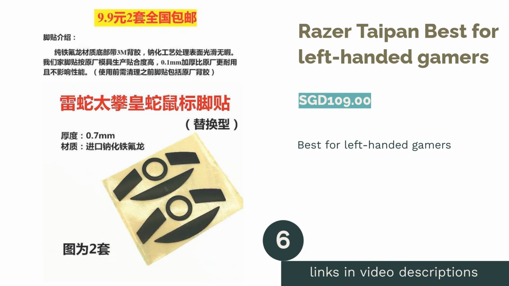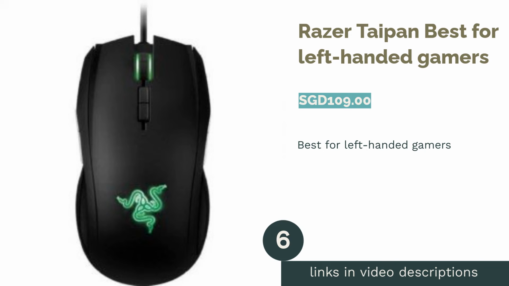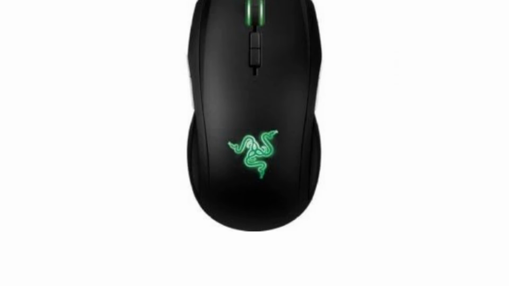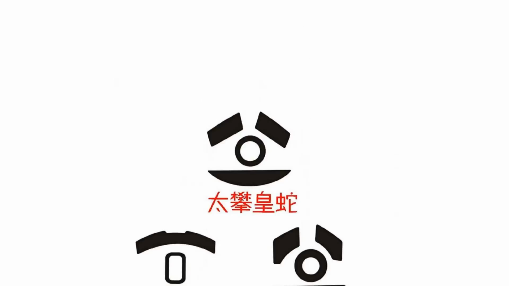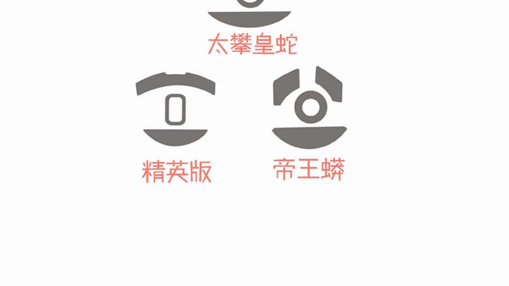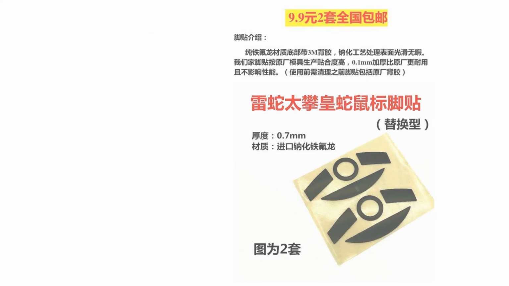The next product in our list is Razer Taipan, best for left-handed gamers. Let's face it, most of the mice manufactured by tech companies are usually for right-handed people. Well, the reason is understandable, there are just more right-handed people. But don't worry, as there's also a gaming mouse that can be used by the minority comfortably, the Razer Taipan.